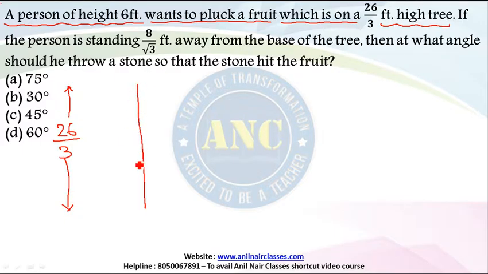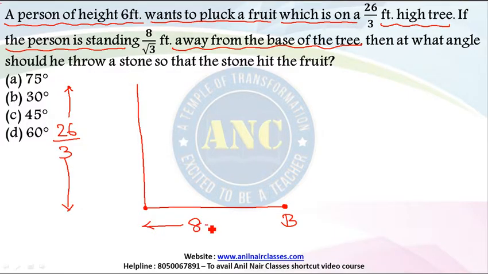This is the tree. I will call this tree by some name after some time. If the person is standing 8 by root 3 feet away from the base of the tree. That means this is my base of the tree. Away from the base of the tree, a person is standing. This is the person. I will call the person as B. And the distance between these two is said to be 8 by root 3 feet, between the foot of the tree and the person. That is what is given in the question.